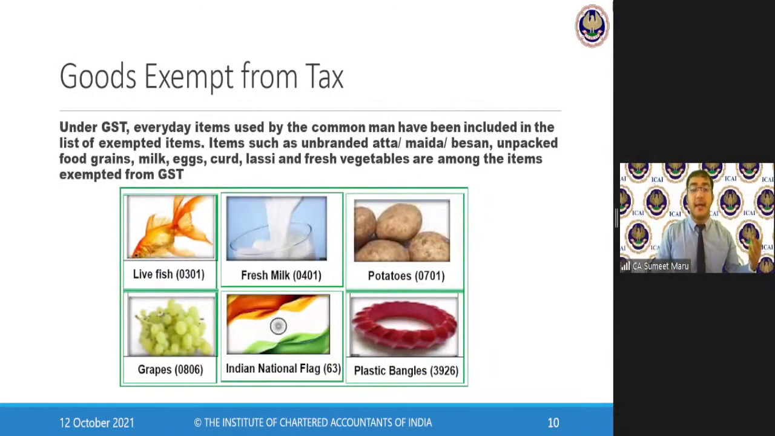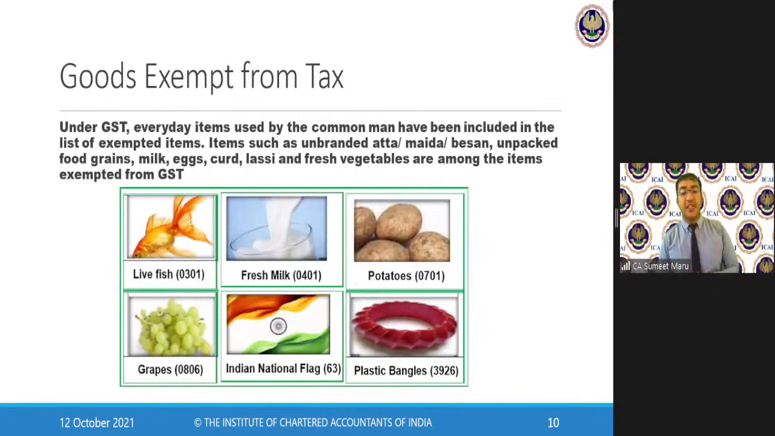Unpacked fruit, grains, milk, eggs, curd, lassi and fresh vegetables. If you go to the morning market, have you ever seen a vegetable seller charging you GST? Sir, 50 rupees for onion and 10 rupees GST? Obviously not, because the government has taken care of the average person, so that daily necessities are not covered under GST. They don't want to put the burden. If you remember, the motive of indirect taxes is to put the burden on the end consumer, but the Indian government has taken enough care not to put unnecessary burden on average people. So milk, curd, lassi and fresh vegetables are among the items exempted from GST.